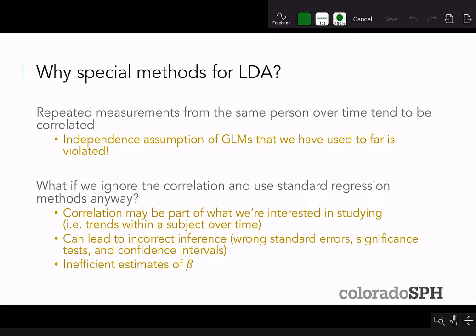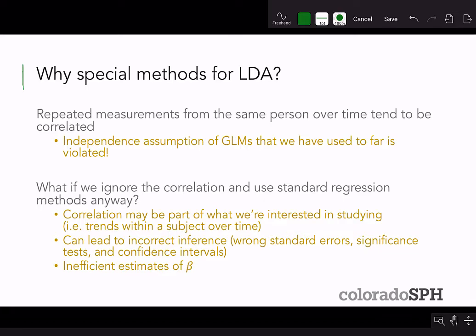So why do we need special methods for LDA? Well, repeated measurements from the same person over time tend to be correlated with each other. So that means that the assumption of independence that we've seen in all of the GLM models that we've considered so far tend to be violated. You no longer have independence of each of the different outcome measurements.